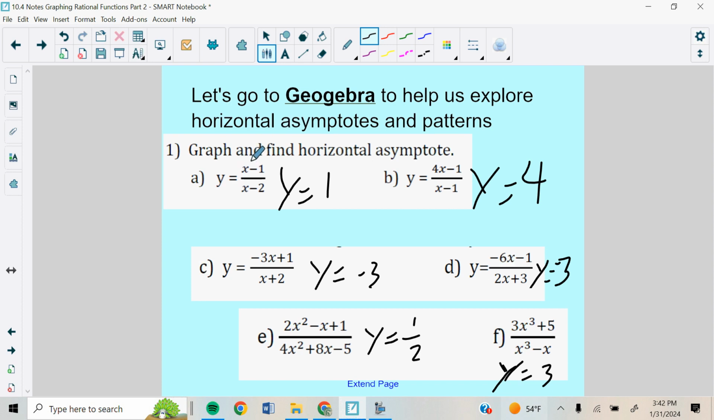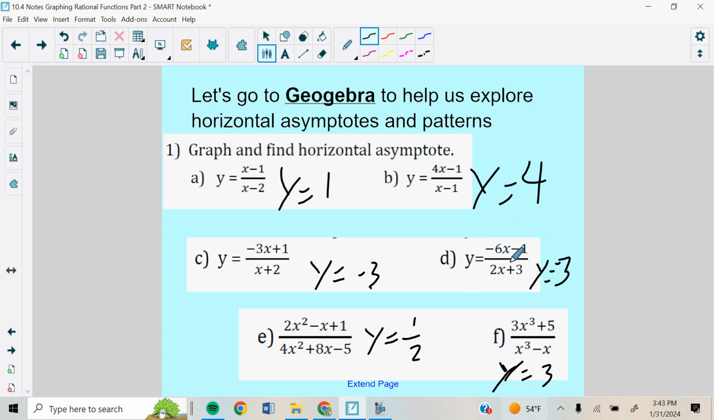So I have an x over an x. I have a 4x over an x, 6x, negative 6x over 2x. So their exponents are all the same. They're all 1 in here. Here they're both squared. Here they're both cubed. But that pattern holds true whether their exponents are 1, 2, or 3, is that my coefficients reduced is going to be what my horizontal asymptote is.